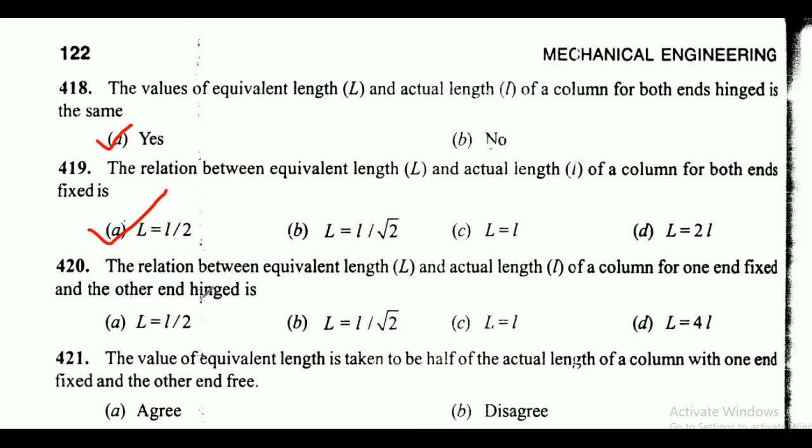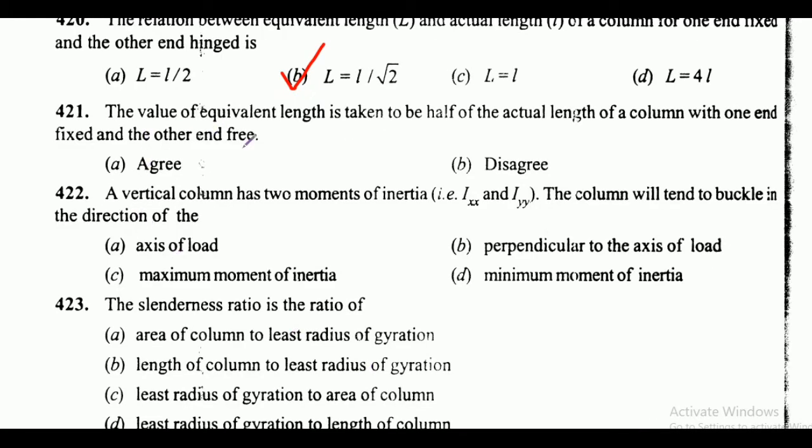Next: the relation between equivalent length capital L and actual length small l of a column for one end fixed and other end hinged is. Here, friends, these are the options, and here the correct answer is option B, that is capital L is equal to small l upon root 2. Next: the value of equivalent length is taken to be half of the actual length of the column with one end fixed and other end free. Agree or disagree? Here, friends, this statement is wrong. So option B is the correct answer, that is disagree.